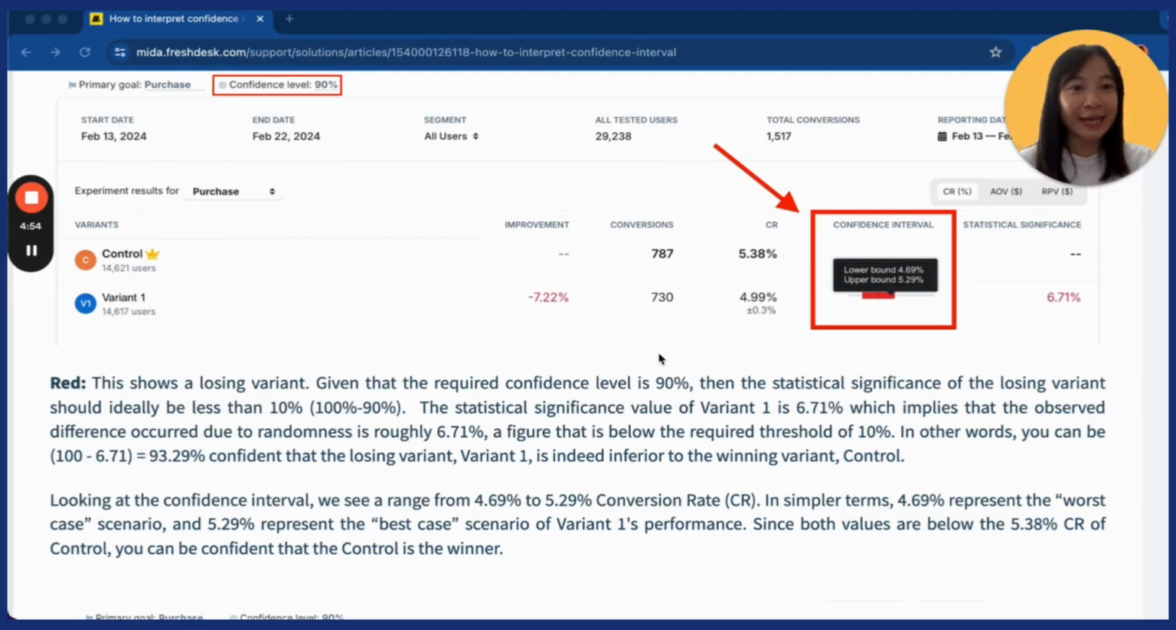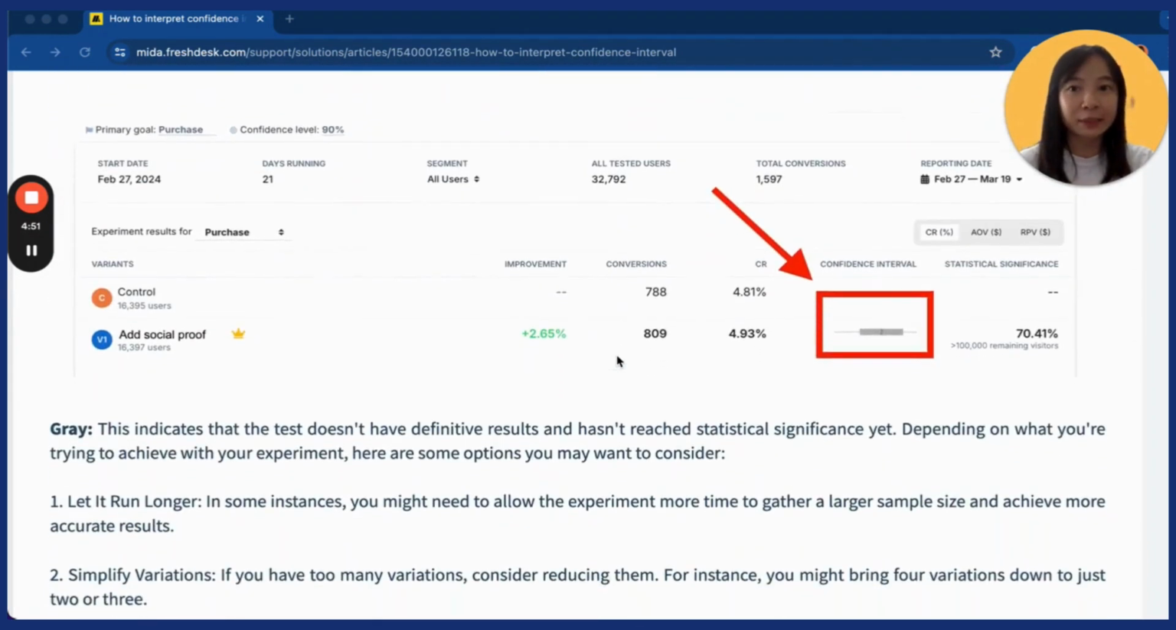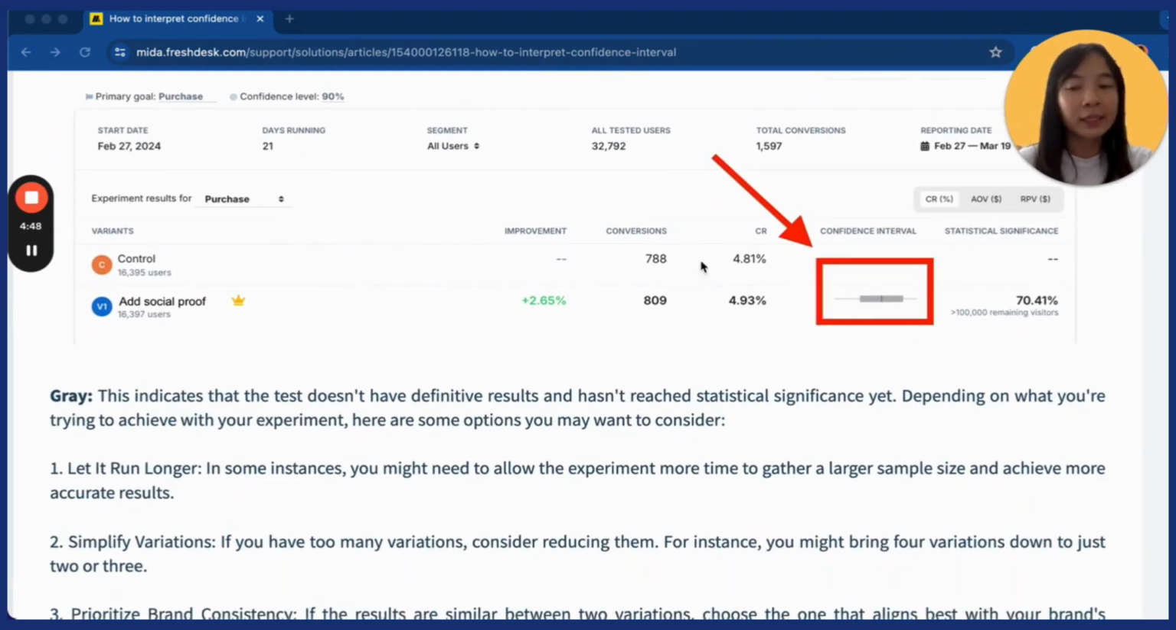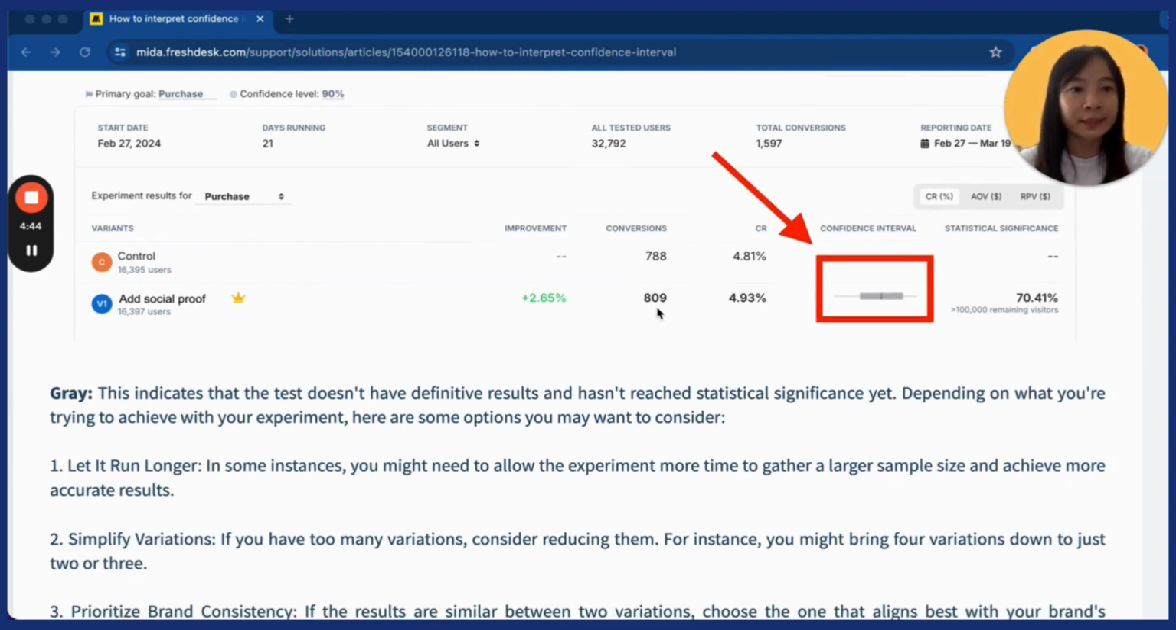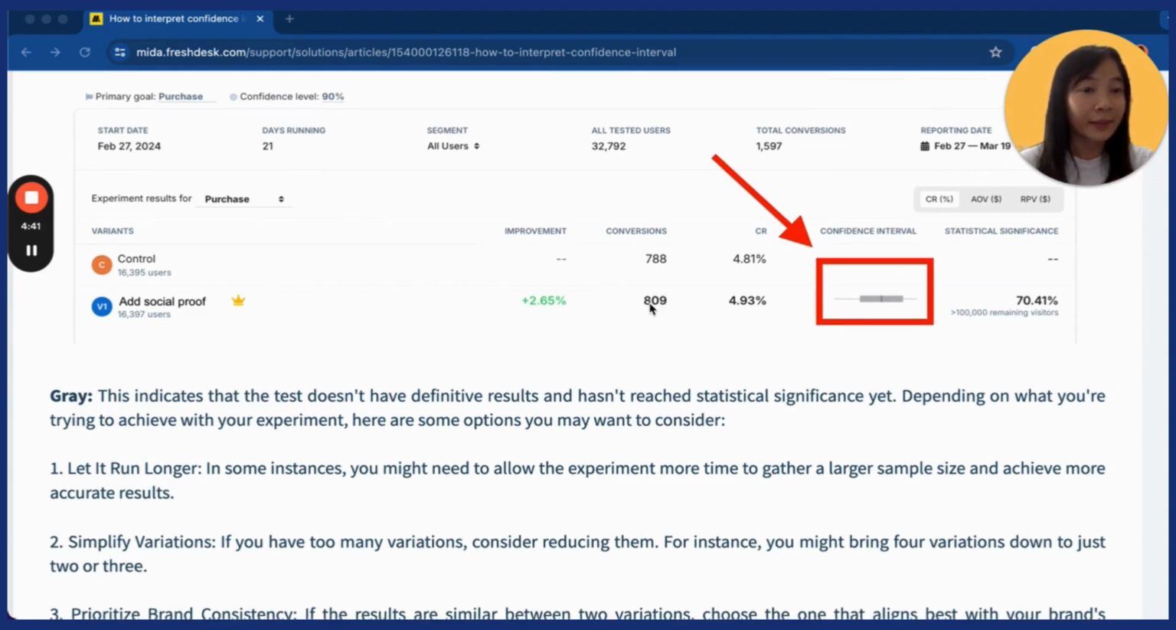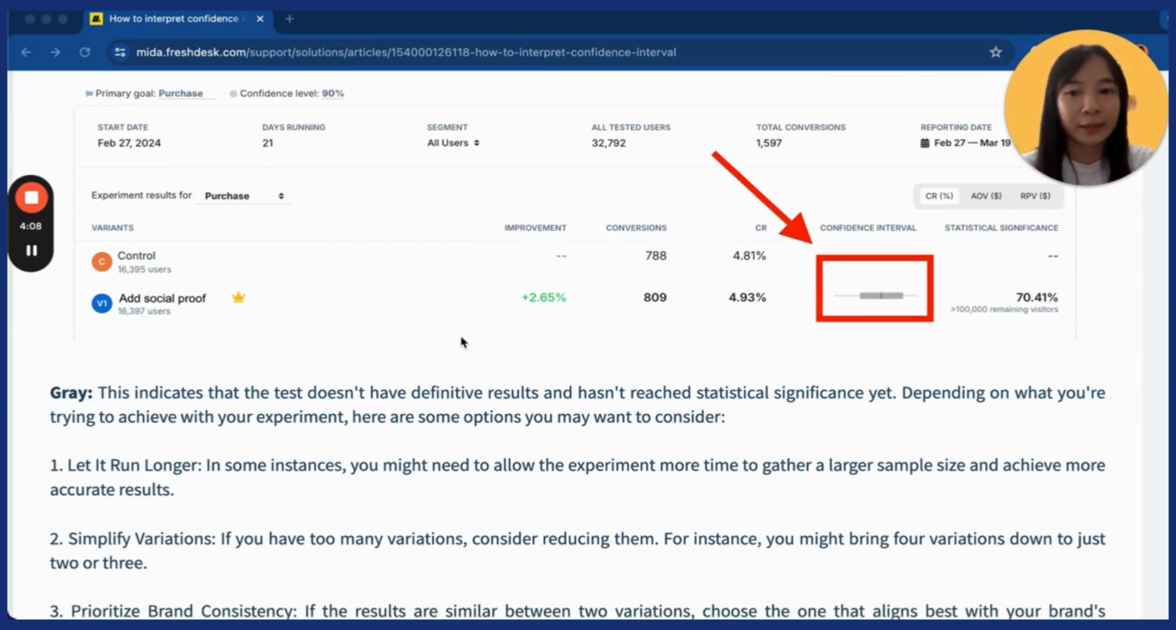All right, let's move on to the last scenario of confidence interval example where you see a gray color confidence interval bar, right? The gray color confidence interval bar simply means that your test does not have a clear result yet, so you might just want to let the test keep running to collect more data points, right? And there are some instances as well where your experiment has multiple variations, like 4 variations, right? If your test has been running for a while but still does not have a conclusive result, you might also want to consider simplifying your experiment down to just 1 or 2 variants in order for the test to more easily detect the effect and improvements, right?